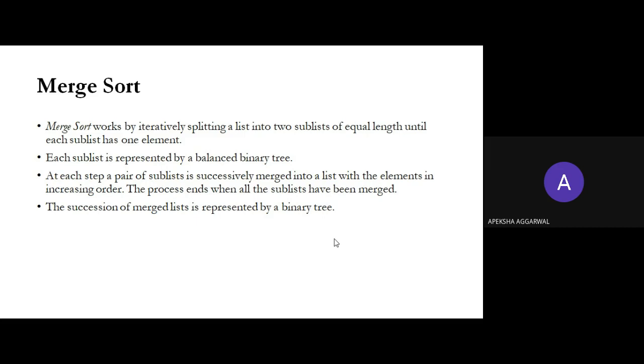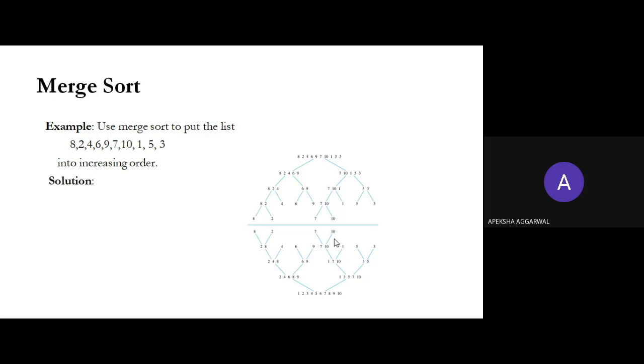Okay, so what does merge sort do? Let's see with an example, so you'll get an idea of how this merge sort works. Suppose this was a list given to you: 8 2 4 6 9 7 10 1 5 3. You want to sort these numbers.